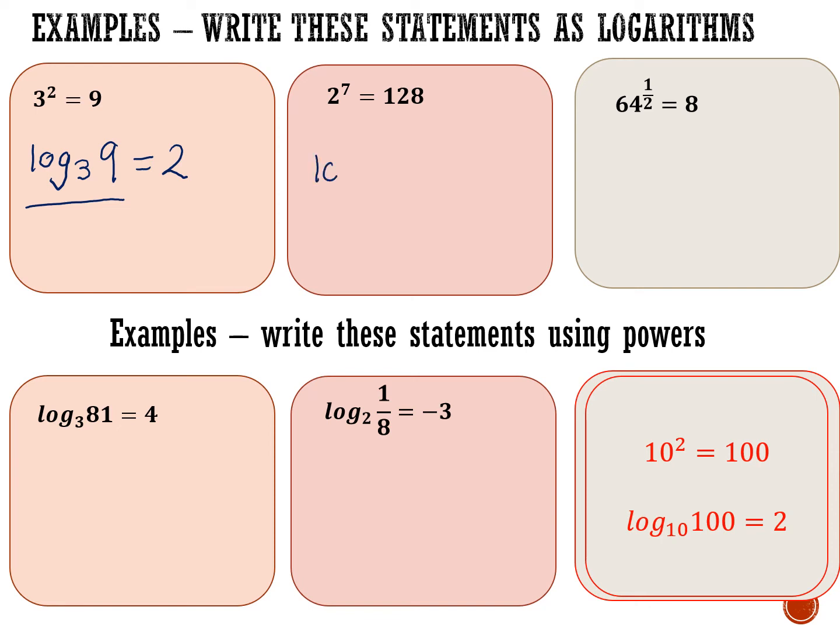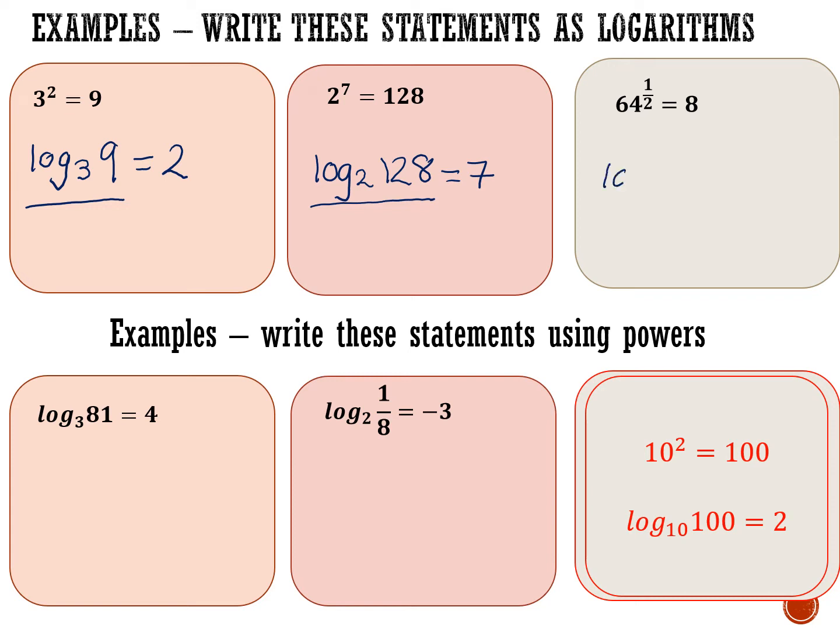Let's do this next one. The base, remember, the little number here, is always the thing that you are raising to the power. So that's log to the base 2 of 128, and that equals 7. Again, look at my log expression here. What power do I raise 2 to get 128? And the answer is 7. Again, check it in your calculator.